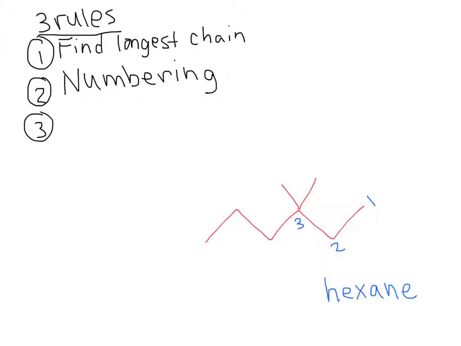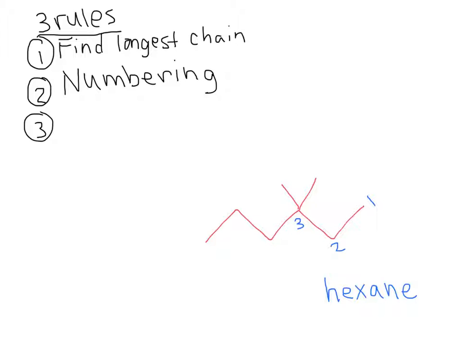Because if we would have started on the left right here, it would have been 1, 2, 3, 4. So instead of the branches having a 3 number, they would have had a 4. And 4 is obviously not the lowest number, so that explains why we started on the right as opposed to the left.